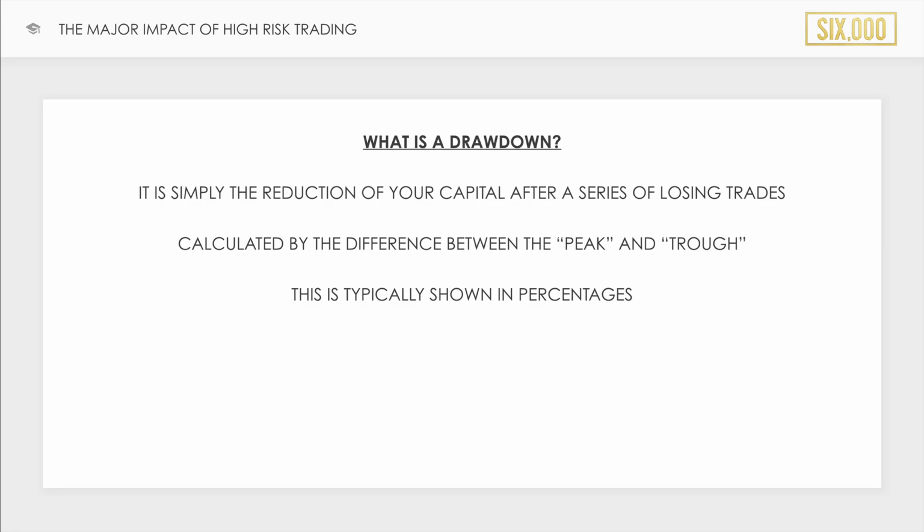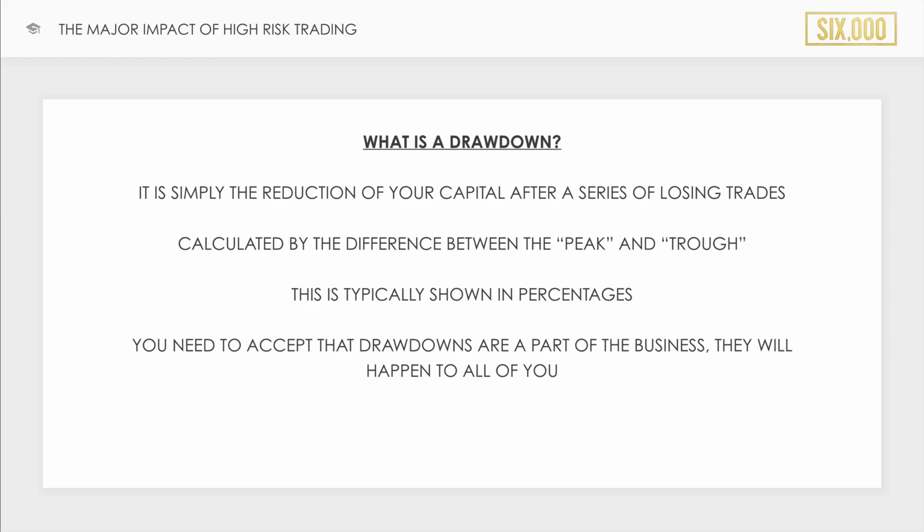And this is typically shown in percentages. If you look at my FX book, for example, and you have track records, you will then see something called a drawdown. You need to accept that drawdowns are a part of the business. They will happen to all of you. You cannot just go through trading with a 100% track record and a 100% hit rate. You will have periods where you may have 3 consecutive losing positions. You will have a short drawdown period in your trading account.